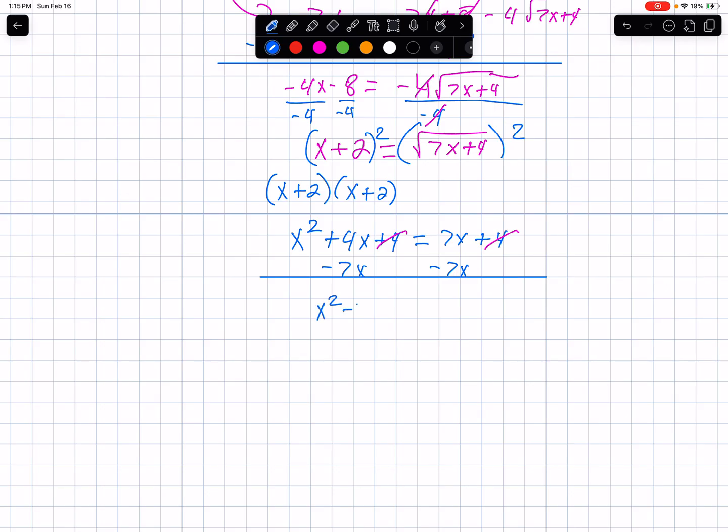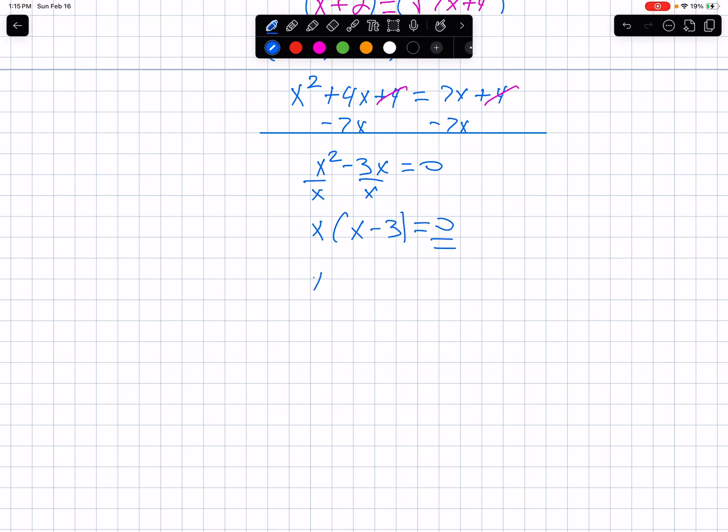So we get x squared minus 3x equals 0. And then we can factor an x out. So we get x times the quantity x minus 3 equals 0. Anytime it equals 0, you want to set both parts equal to 0. So x equals 0, and then x minus 3 equals 0, so x equals 3. So x equals 3 and 0.